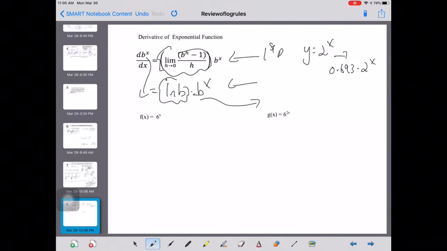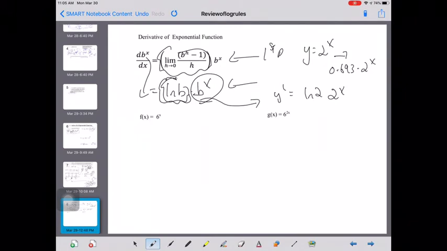Now, if we use this method here, the derivative is going to be 2 to the x, and then the number in front is going to be ln 2. If you type in ln 2 in your calculator, you will get 0.693. So what that means is that ln b is the same thing as the limit over h. So let's now find the derivative of another type of exponential function.